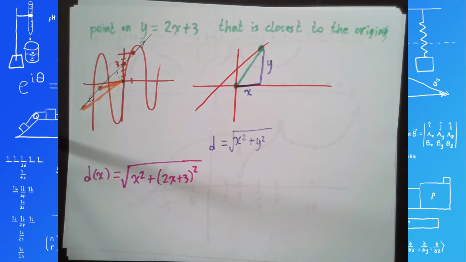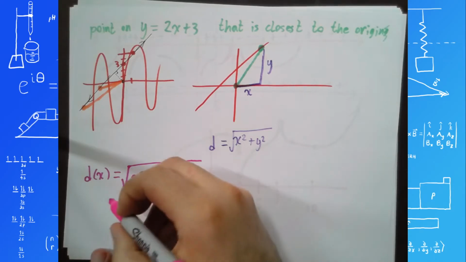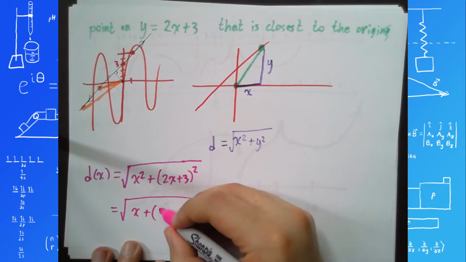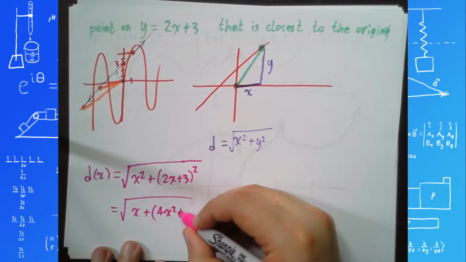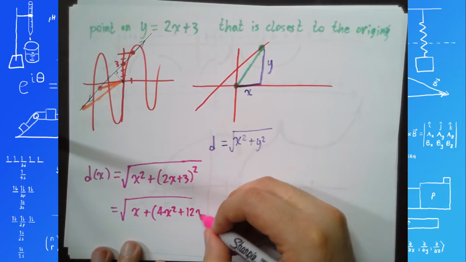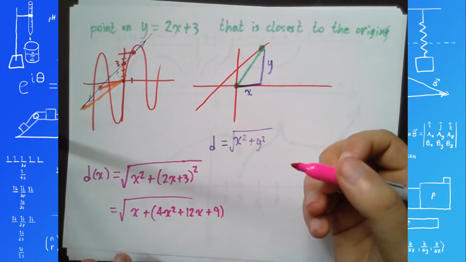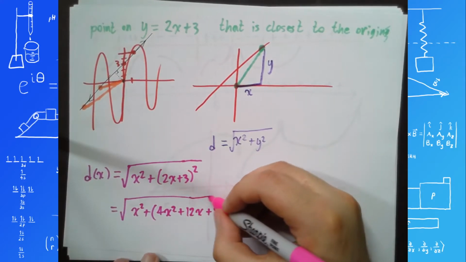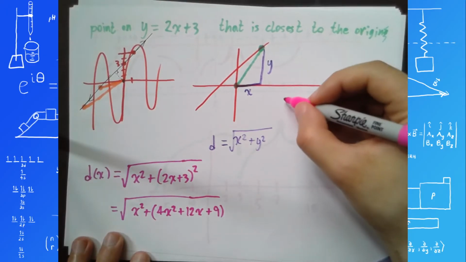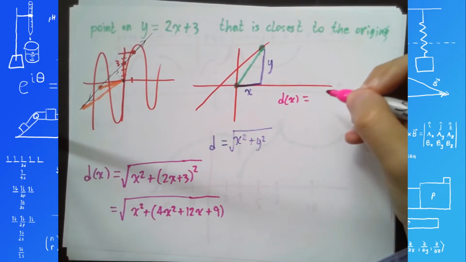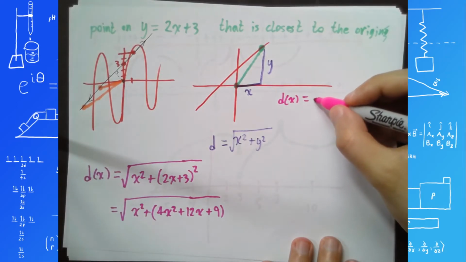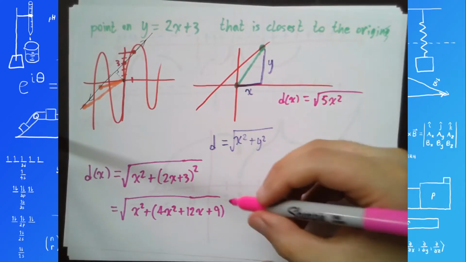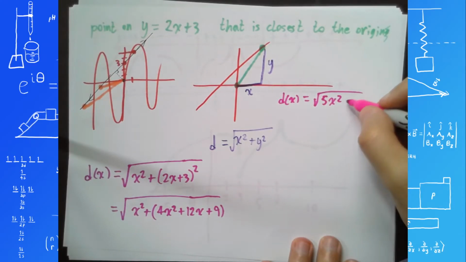Alright, and if I FOIL that and simplify, what do I get? We get x squared plus 4x squared plus 12x plus 9, if my math is correct. Whoops, forgot the square there. Which gives us, I guess I'll write it up here, d of x equals the square root of x squared plus 4x squared, which is 5x squared plus 12x plus 9.